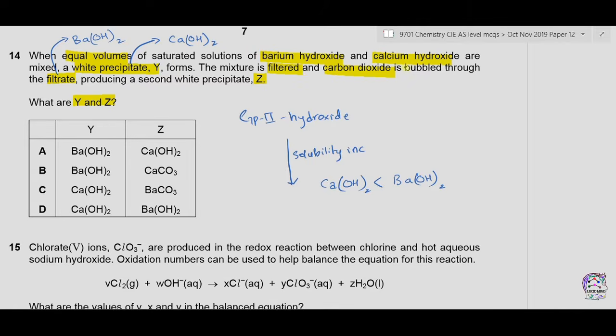So as carbon dioxide is bubbled through the filtrate, we can write the chemical equation. CO2 will react with barium hydroxide and it will form barium carbonate along with H2O. Barium carbonate is insoluble, so therefore it is in the form of precipitate. So precipitate Z will be BaCO3. So Y is calcium hydroxide and Z is barium carbonate. So the answer is C.